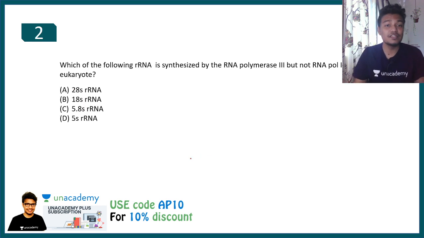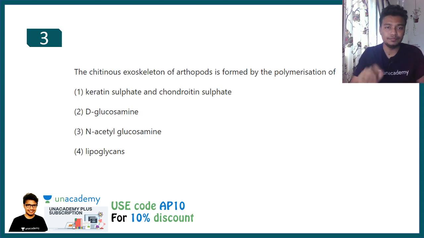Okay, next question says, which of the following rRNA is synthesized by RNA polymerase 3 but not Pol1 in eukaryotes? And these are the options. So let me tell you, the correct option in this question, if you have guessed correctly, is option D, because 5S rRNA is synthesized by Pol3, not by Pol1. All other rRNA transcripts are actually Pol1 transcripts. So you have to get that particular concept and that particular point.